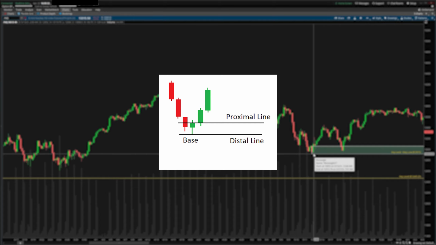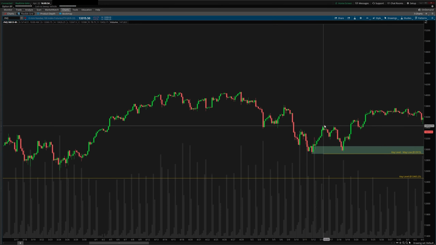And look what happened back here in May. We had this nice little rally out, pulled right back into demand, sent the market even higher. All these buy orders that were left down here, they came back in.